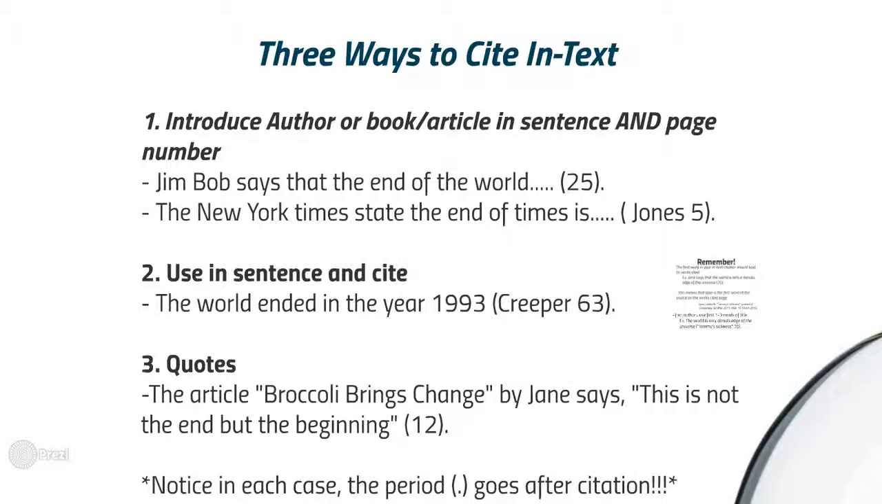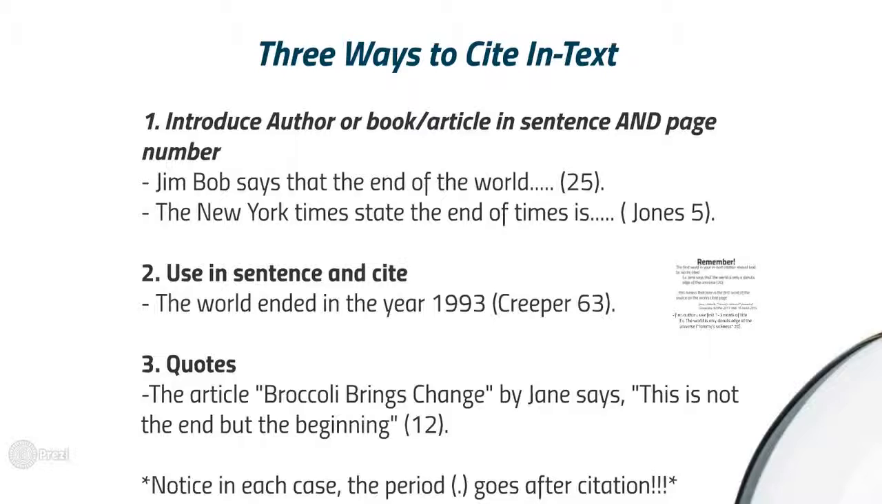So make sure if you change sources in between your sentences that you bring it back to the correct source. And lastly, the 3 ways to do in-text citation are with an author or book article in the sentence. Make sure you have your page number. Use in a sentence and cite. In this second example, you give a fact from your article that you paraphrased, and you want to make sure that you cite correctly, so you put the author and the page number. And the last way is to create a quote.